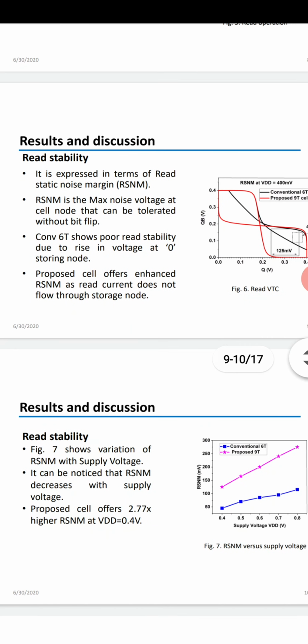Read stability. Read stability is expressed in terms of the read static noise margin. RSNM is the maximum noise voltage at a cell node that can be tolerated without bit flip. The conventional 6T SRAM cell shows poor read stability because of rise in voltage at the zero storing node. But in the proposed cell, there is an isolated read buffer. Therefore, as the butterfly curve shows, the read static noise margin of the proposed cell is much higher than the 6T SRAM cell.